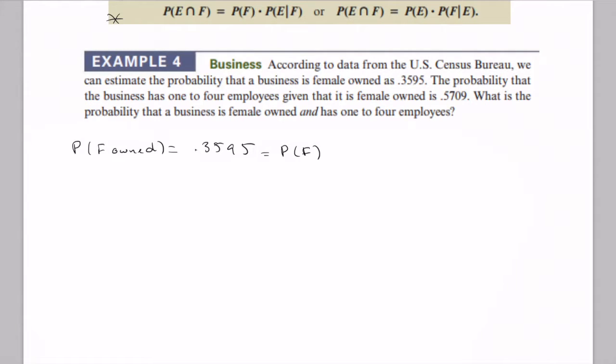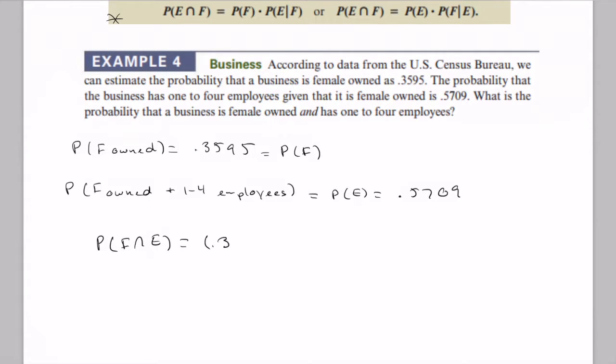The probability that the business has 1 to 4 employees, given that it's female-owned, is 0.5709. So female-owned and 1 through 4 employees, I'm going to put that as P of E. So here I have P of F intersection E is equal to 0.3595 times 0.5709, approximately 0.2052. And that's my answer, I believe.